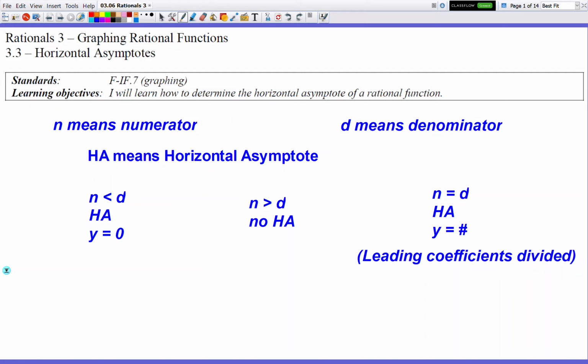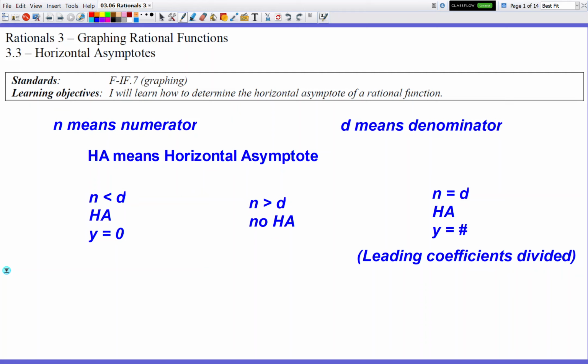In one situation you're going to get the numerator value smaller than the denominator value. And in that situation, your horizontal asymptote is going to be y equals 0. This is where you've got to remember: when you write the equation for a horizontal line, it's always going to be y equals a number. Please remember that. Vertical asymptote was x equals a number. Horizontal asymptote is y equals a number. So if this is the situation we have here on the far left, where your numerator number is smaller than your denominator number, your horizontal asymptote is y equals 0.